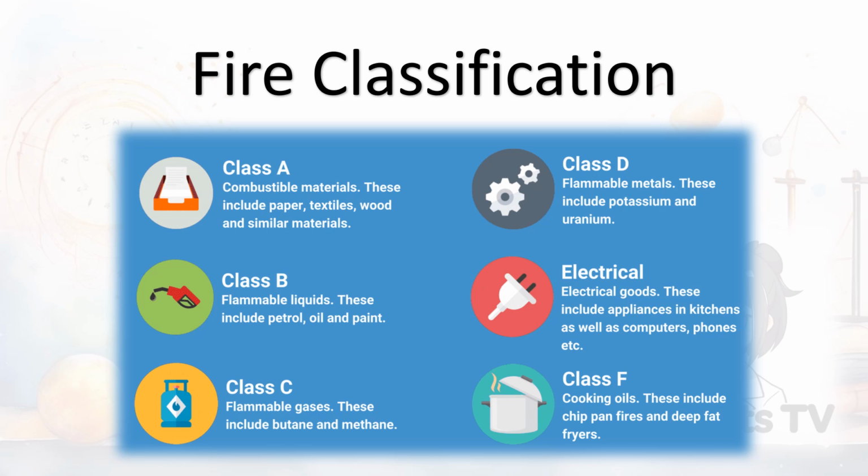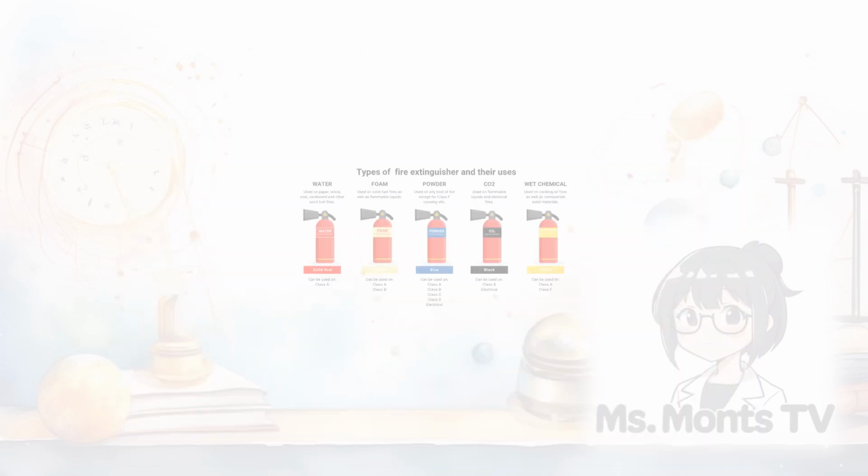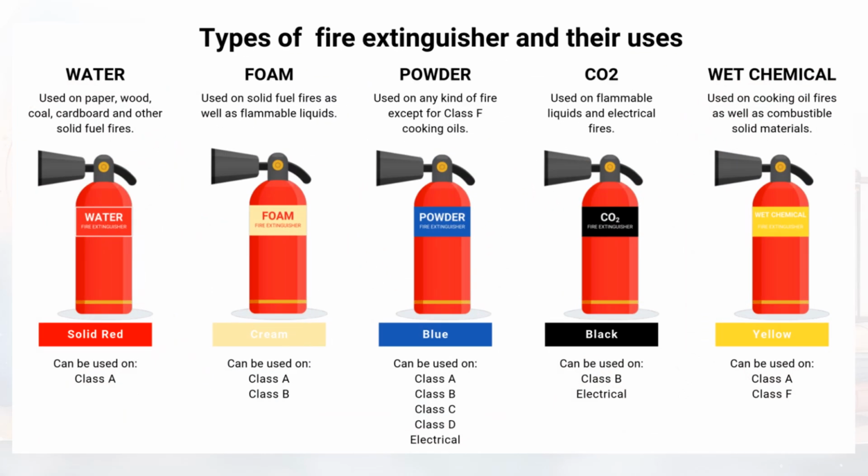Then we have electrical. This includes appliances in the kitchen as well as computers, phones, like that. And we have Class F, cooking oils. These include chip pan fires and deep pan fires. So we have different types of fire extinguishers: water, foam, powder, carbon dioxide, and wet chemicals. Let's check them one by one.